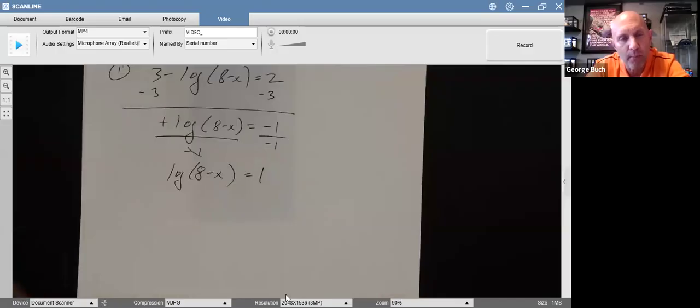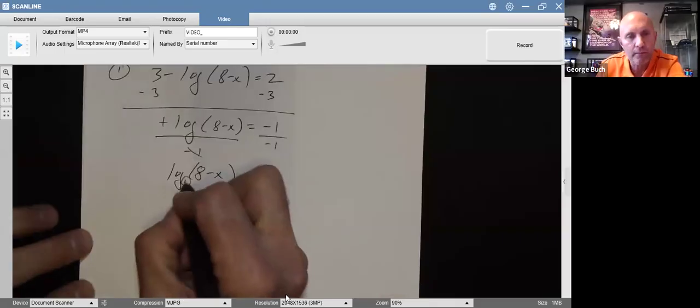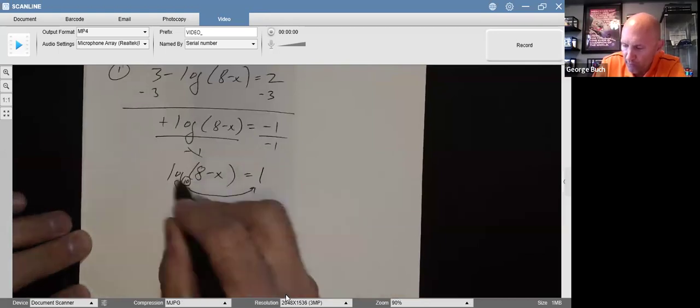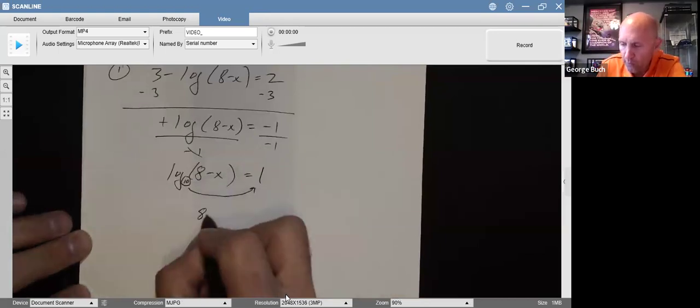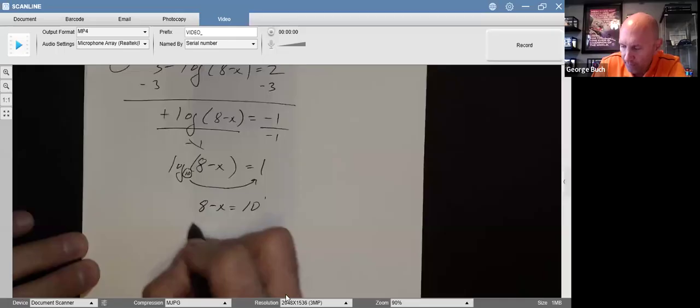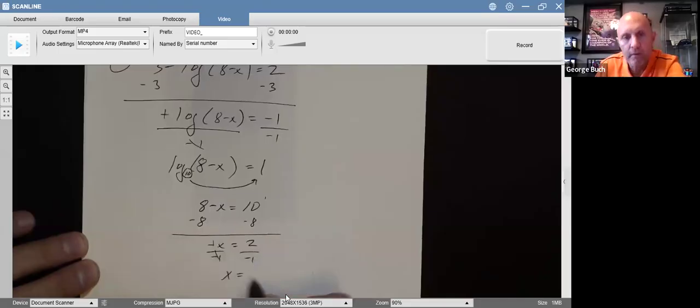The basic log property. Well, what number is here? Well, we don't see it, but it's what? It's the 10. So I bring this over to here to get rid of the log function. So I have 8 minus x is equal to 10 to the first, which is just 10. So then I subtract 8. So I get negative x is equal to 2. Divide by -1. X might be -2.